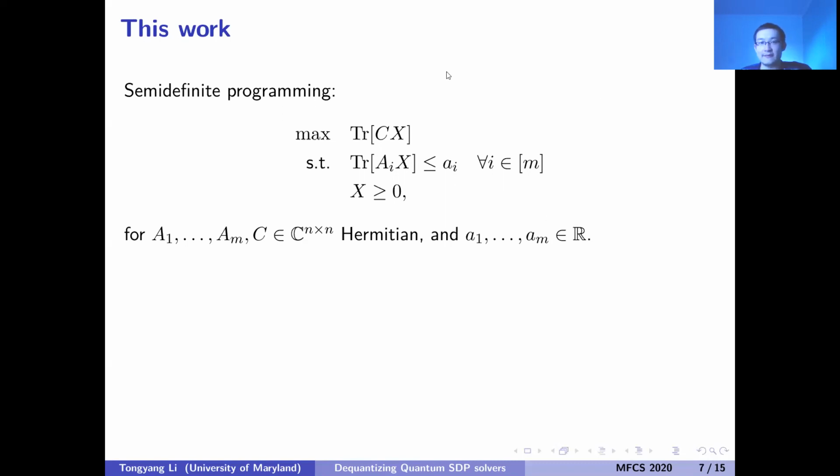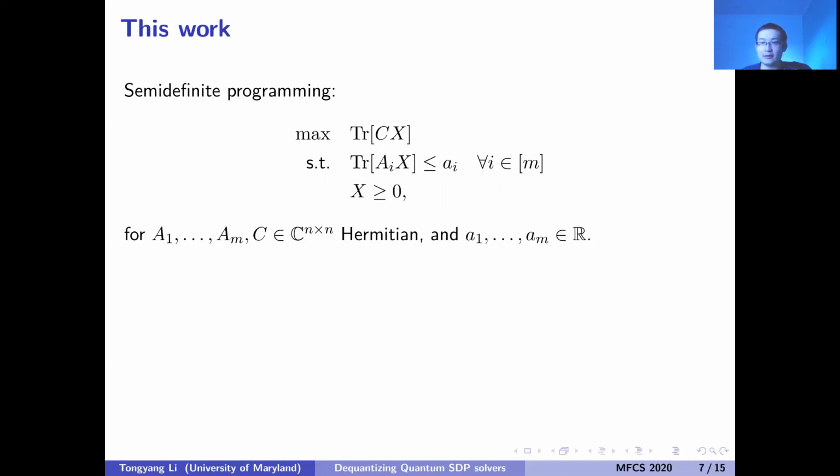The problem is that we want to maximize the trace of C times X, where C is a target matrix that is given to you. And also we have a bunch of m constraints such that the trace of each given matrix Ai times X is bounded by some upper bound ai. And very importantly, because this is a semi-definite program, we require the variable matrix X to be a positive semi-definite matrix. That is to say, X is symmetric and all its eigenvalues are non-negative.